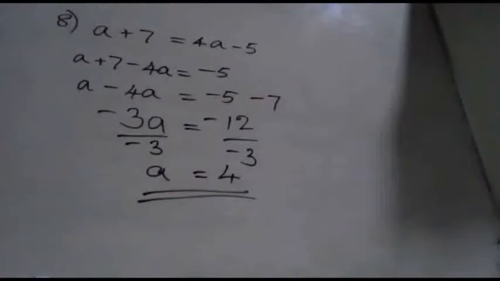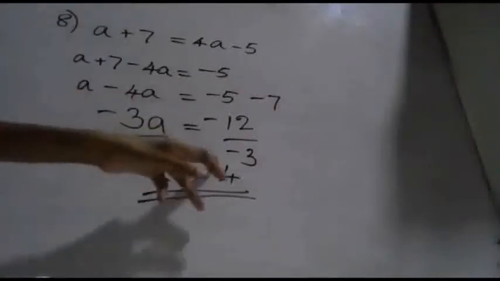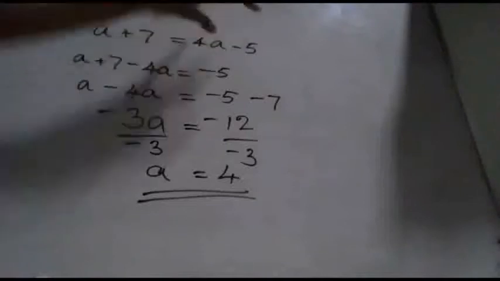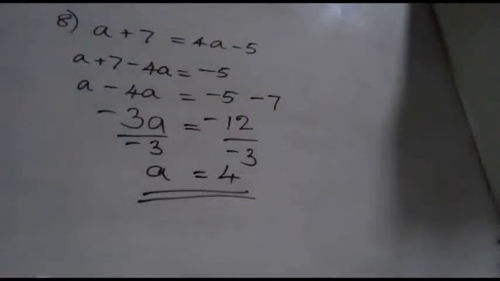We substitute this 4 to left hand side. 4 plus 7 is equal 11. 4 times 4, 16. 16 subtract 5 is equal 11. Right hand side is 11. Left hand side equal right hand side. Answer is correct. Question number 9.